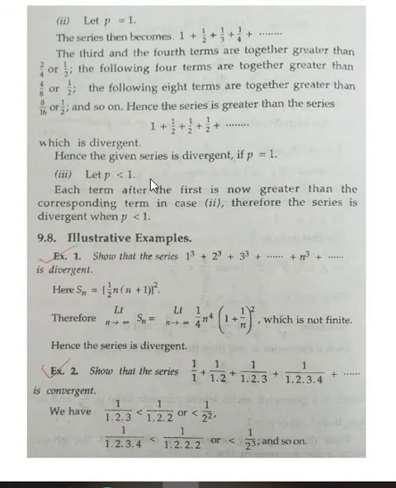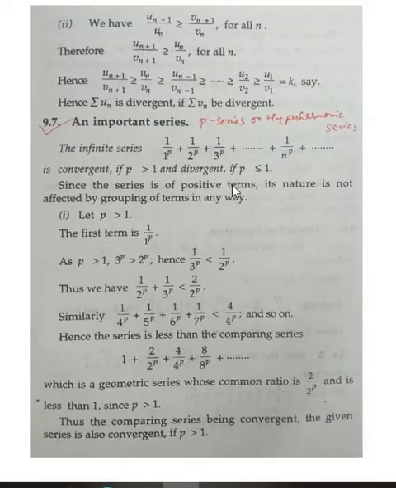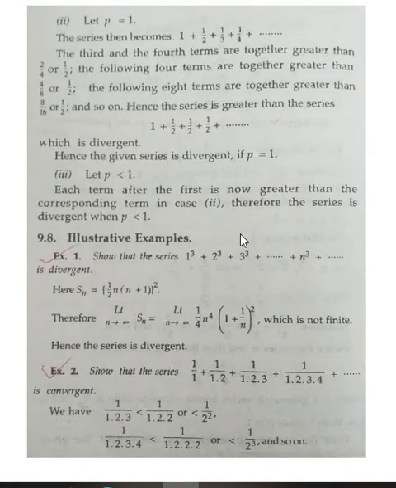They have given examples also. Now if p is less than 1, then what will happen? If p is less than 1, then also it is divergent. Each term after the first is greater than the corresponding term of the divergent series, therefore the series is divergent.